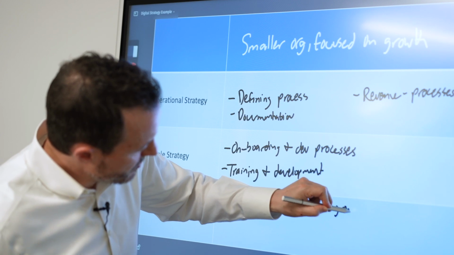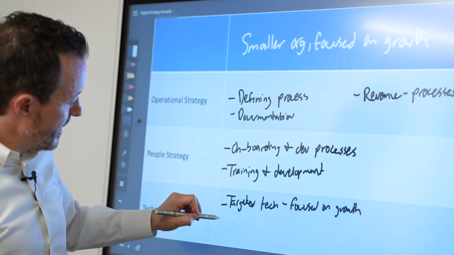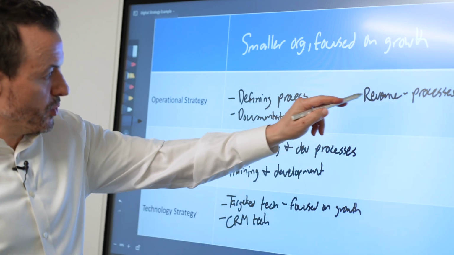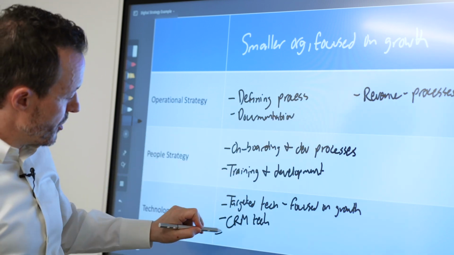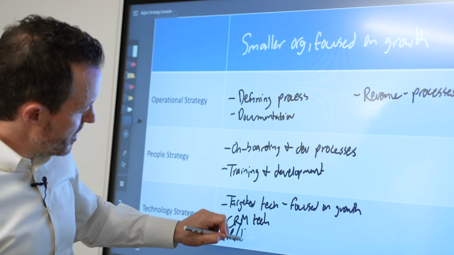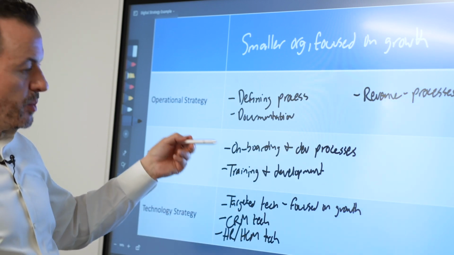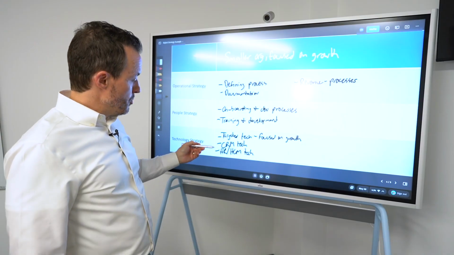And some examples of the technology that an organization like this might be considering would be CRM tech to fuel some of the revenue growth that they're focused on. It could also be HR or HCM tech to focus on scaling up the organization and the people that you're hiring. So these might be your two priorities right here.